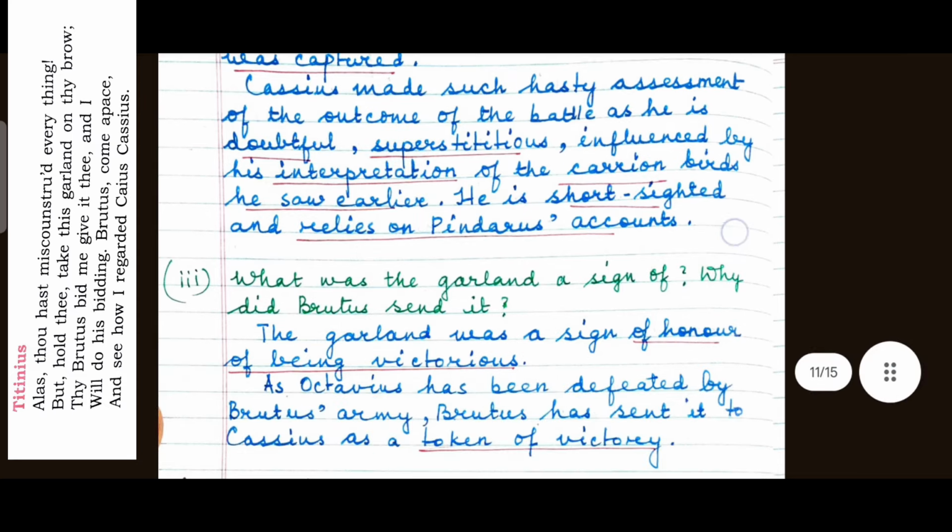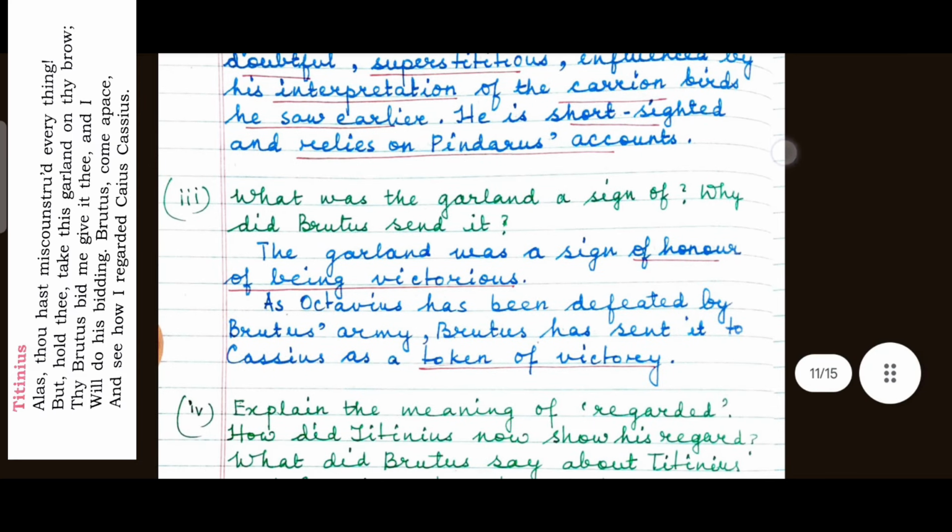What was the garland a sign of? The garland was a sign of honor of being victorious. And why did Brutus send it? As Cassius has been defeated by Brutus's army, Brutus has sent it to Cassius as a token of victory.